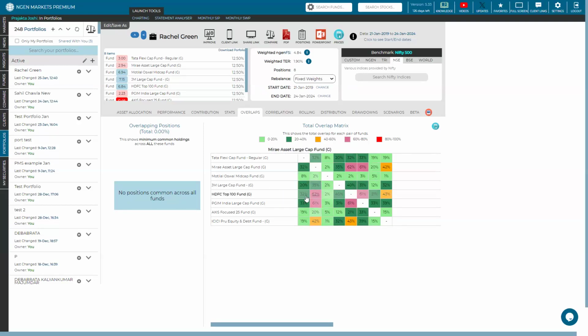Similarly, for HDFC Top 100, it's with, again, Mirai. It's a matrix structure, so it's going to be similar. And of course, IPRU Equity and Debt. Now, in order to take such decisions, what we would typically refer to is the contribution analysis tab on the portfolio analytics tab. The contribution analysis tab helps us in determining the contribution of every fund that is a part of the portfolio to overall portfolio return.